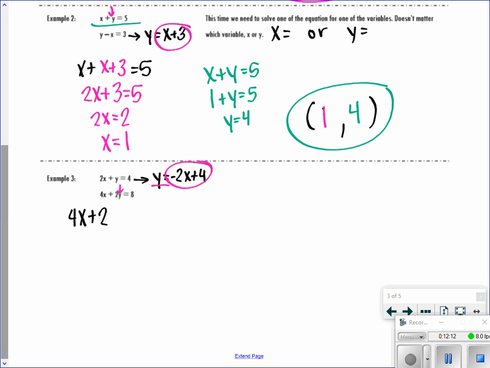4x plus 2, and then 7 times y times negative 2x plus 4 equals 8. Are we good with that substitution? Okay.